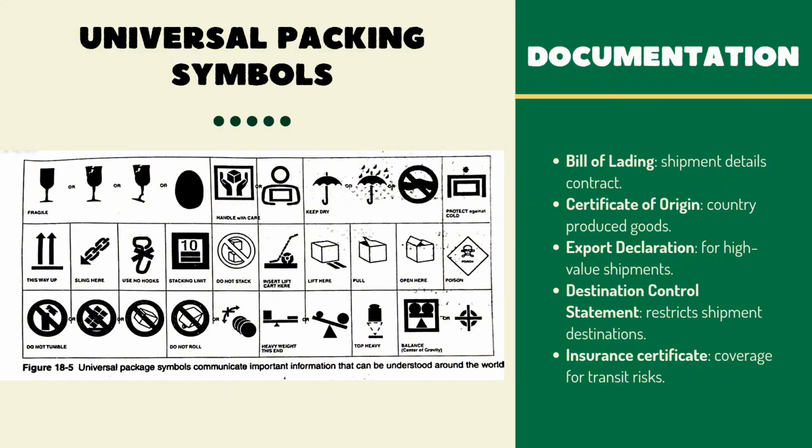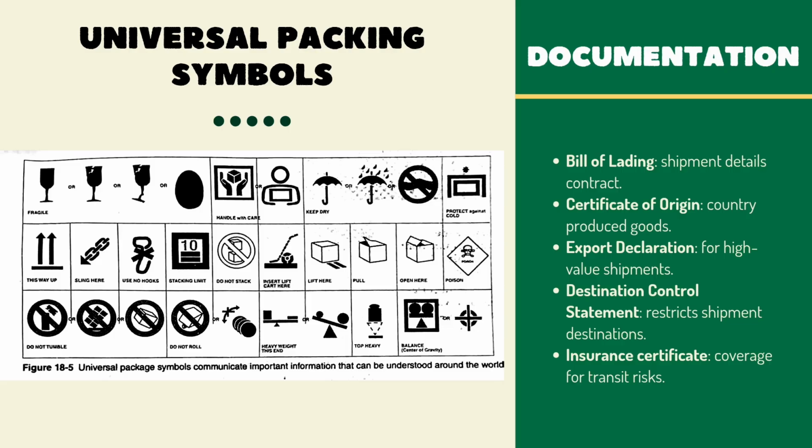Documentation for exporting goods. International shipments require specific documents to clear customs and comply with international trade laws. These documents include the bill of lading, a contract between the exporter and transportation company that outlines shipment details such as weight, value, and destination. Certificate of origin, a document confirming where the goods were manufactured, which may impact tariffs and trade agreements. Export declaration, required for U.S. exports over $500, listing the contents and value of the shipments.